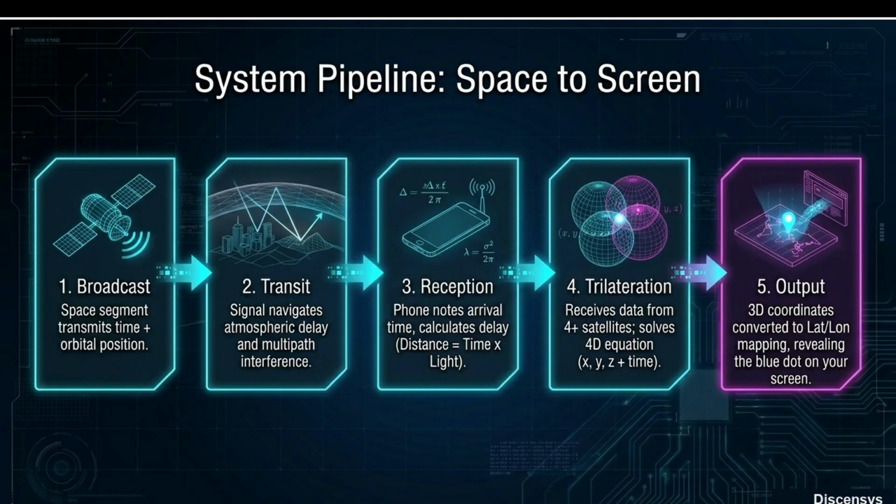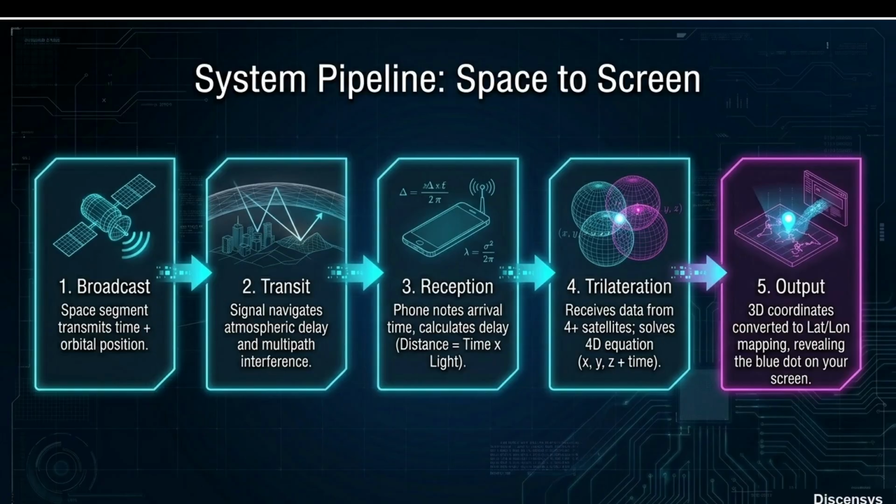So we'll go for the end-to-end system pipeline. First is the broadcast, second is the transit, third is the reception, fourth is the trilateration, fifth is the output. Broadcast: the space segment transmits time plus orbital position. Orbital position is the x, y, and z coordinates, which are the latitude, longitude, and altitude. Transit: the signal navigates atmospheric delay and multipath interference. So the signals are transmitted from the satellites towards our devices.